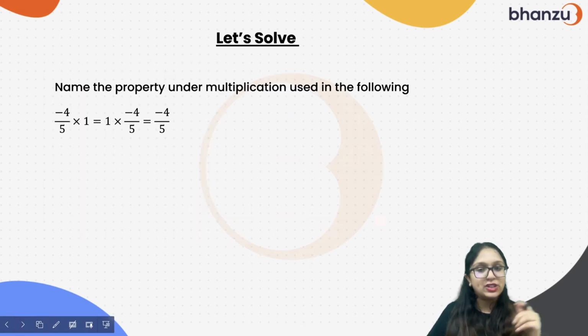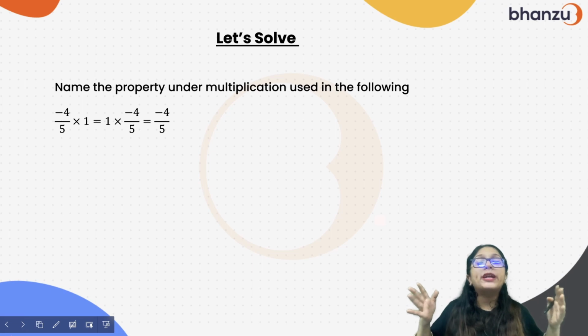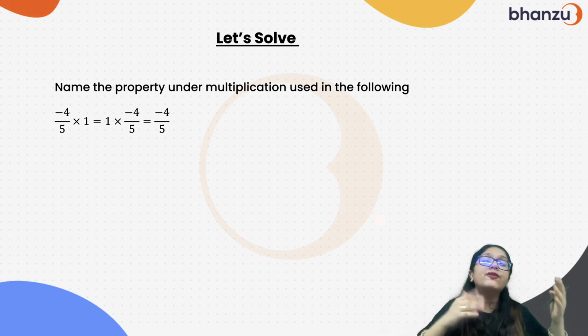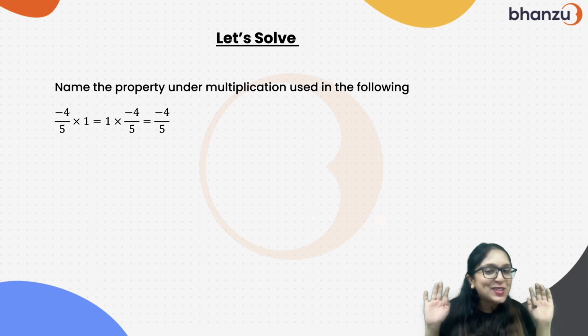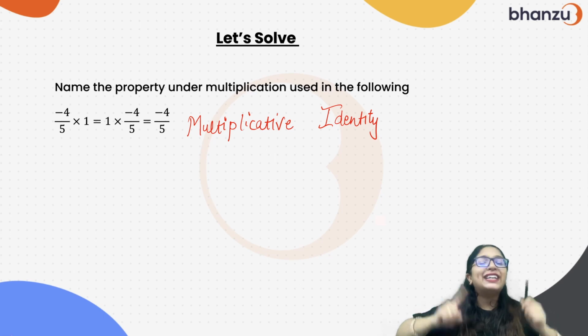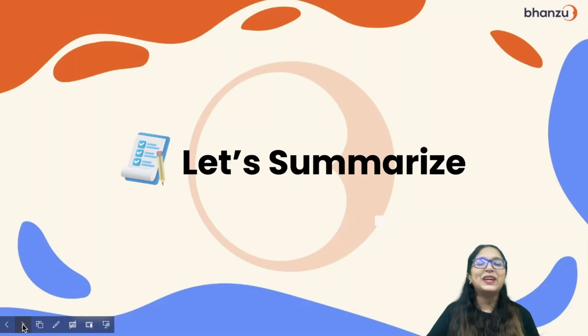Okay, let's practice the question. It says, name the property under multiplication used in the following. So here we are multiplying by 1 and the answer is the number itself. That is the rational number, right? So which property is this? Multiplicative identity, right? 1 is the multiplicative identity. So we have answered this question.